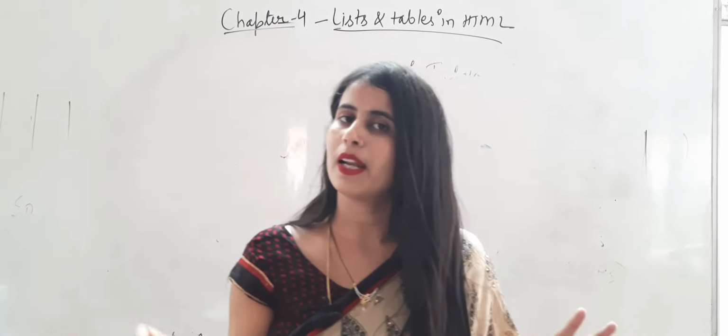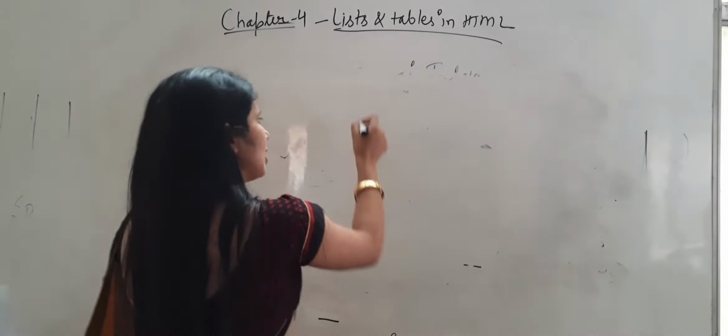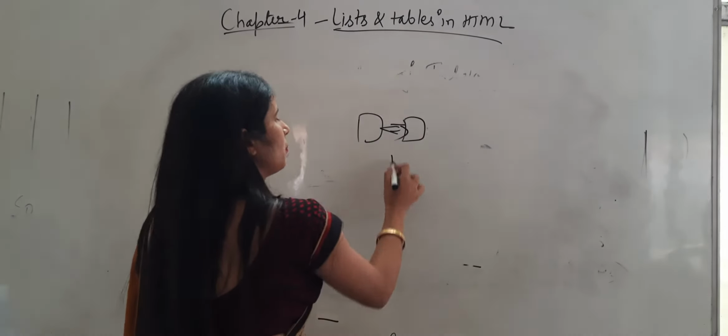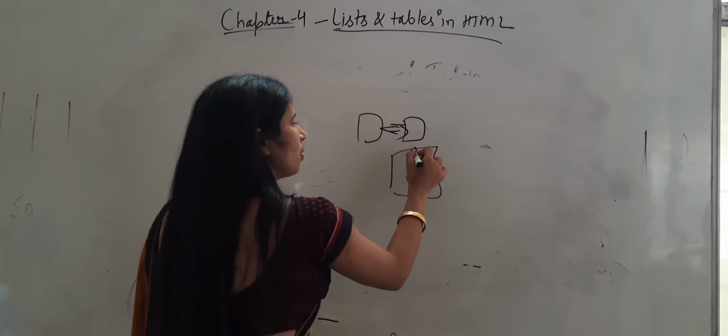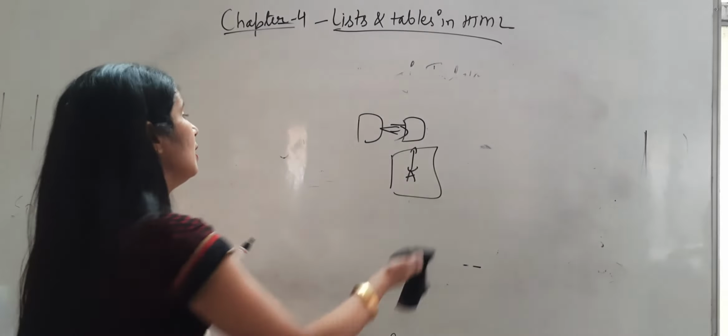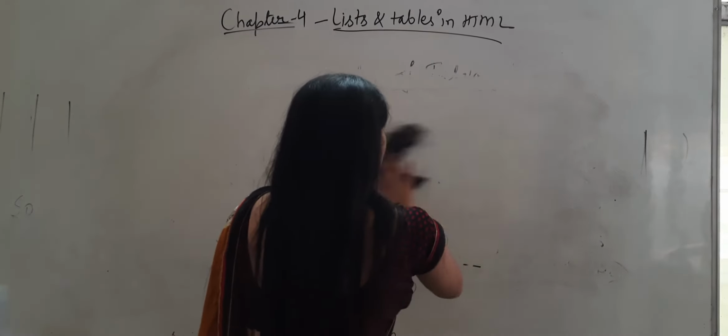Cell spacing, cell padding is also clear to you all. Cell spacing means the space between two cells. Cell padding means the difference between the boundary and the text. Okay, so I have revised all these so that we can understand the next topic.